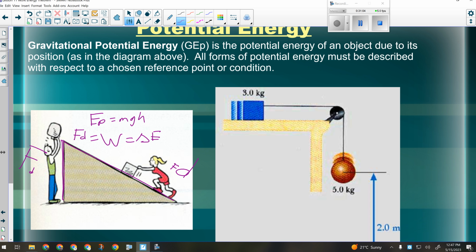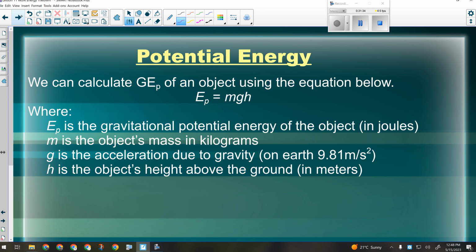Okay, so in this system, the energy is basically in the ball to start with, but when the ball starts to fall, it exerts a force on the box. But the system's energy stays the same. The ball will lose some, and the box will gain some as it moves, but the whole system's energy won't change. All right. So this is the formula we talked about a minute ago. Potential energy is mass times acceleration due to gravity times height, and that height is usually measured from the ground.